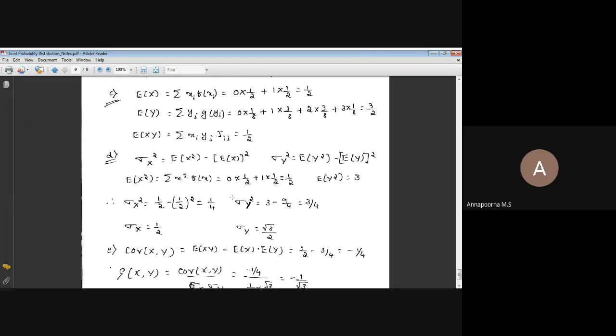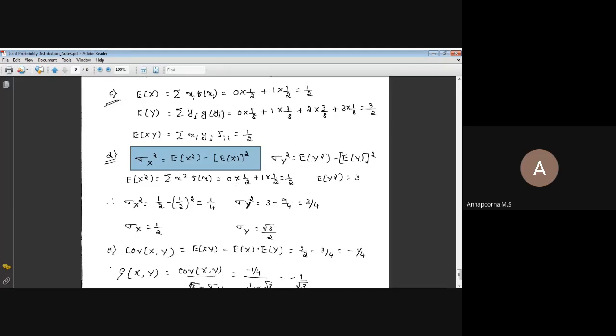Right, so now the standard deviation of X and Y, the formula is given by the variance. Sigma x square is equal to E of X square minus E of X whole square. Similarly in terms of Y. So first you calculate E of X square, which is given by summation X square into F of X. So E of X square, again you need to calculate.